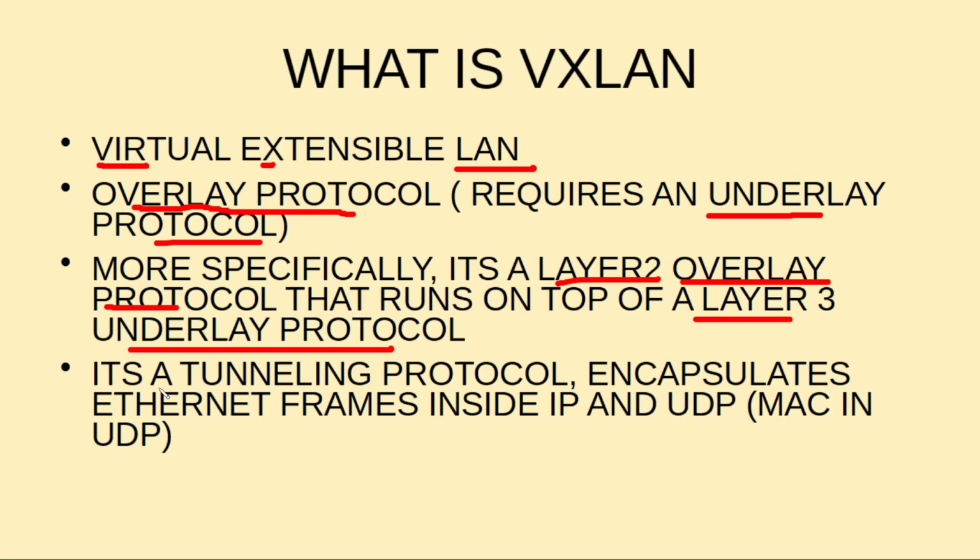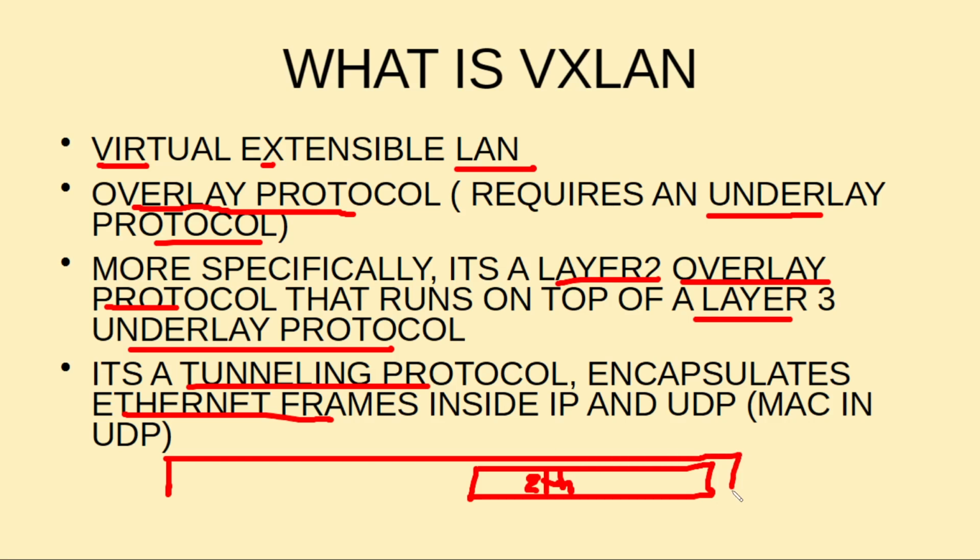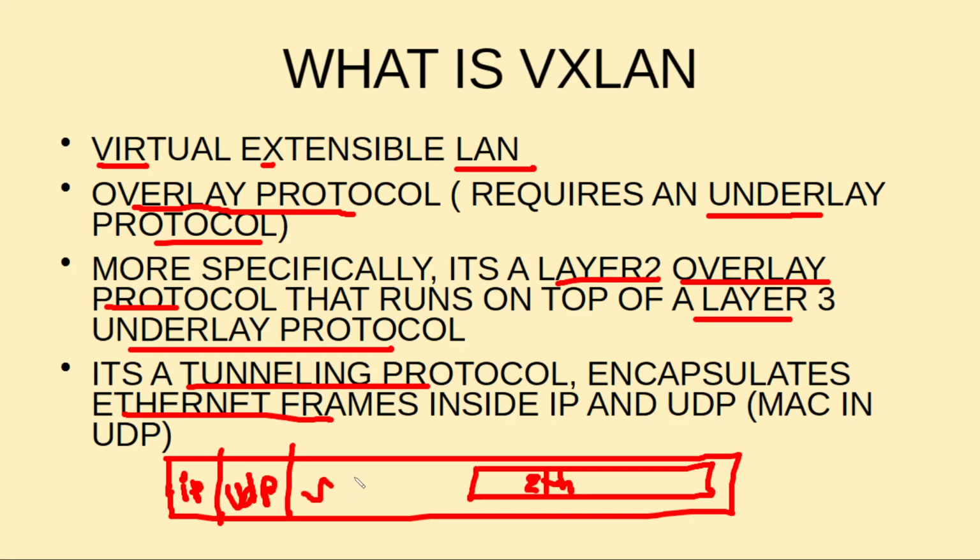It is also a tunneling protocol because it is going to encapsulate Ethernet frames. So we will take an original Ethernet frame and we are going to encapsulate it with VXLAN. So we are going to add an IP header, a UDP header, and a VXLAN header. This is also known as MAC in UDP encapsulation.